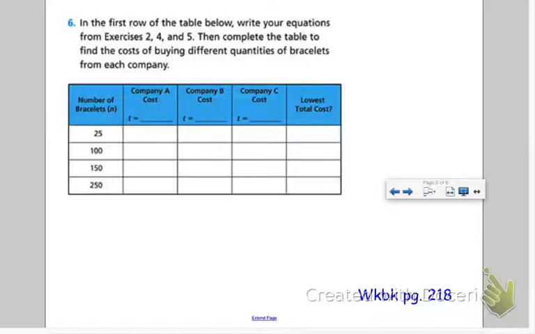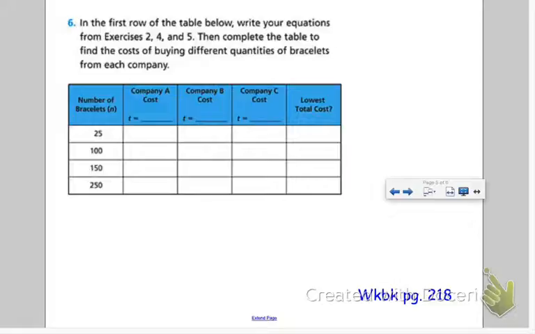So now, at the bottom of page 218, we're going to complete the table to figure out the cost of buying different quantities of bracelets from each company. I helped you with company A, I helped you with the equation for company B. You have to figure out company C on your own. And I'm only going to help you complete some of this table just to get you started.